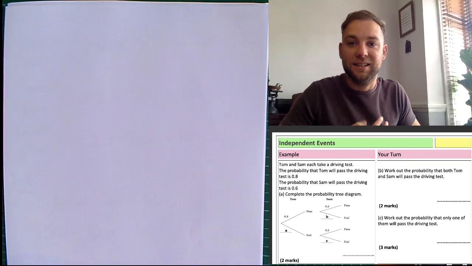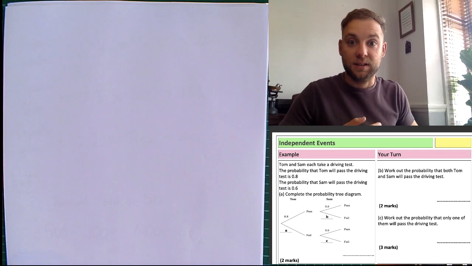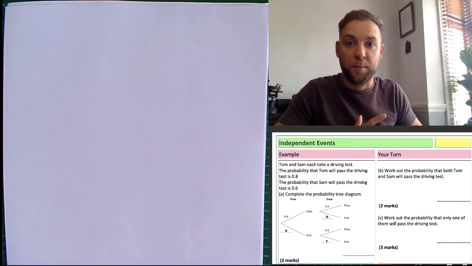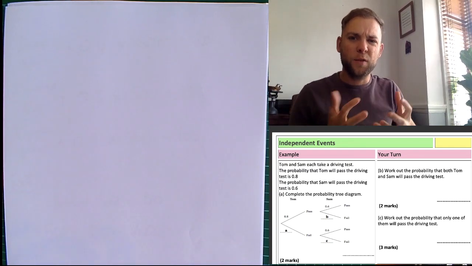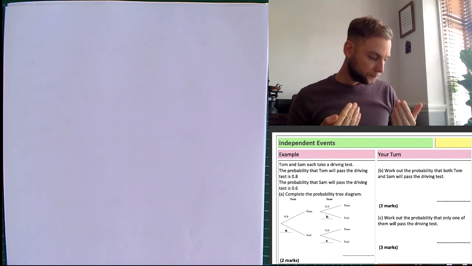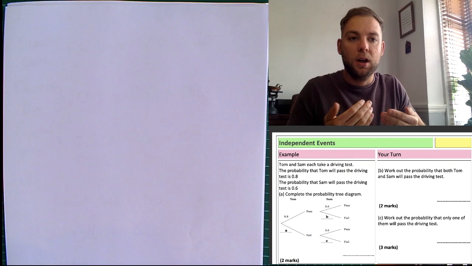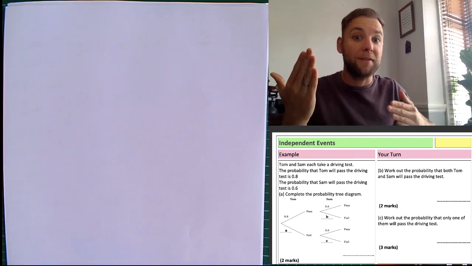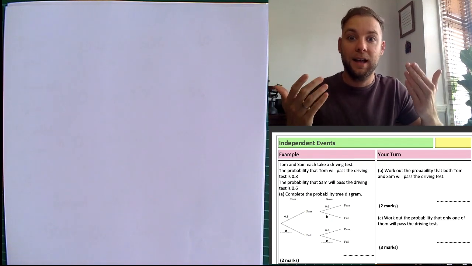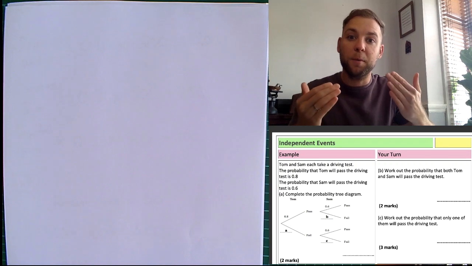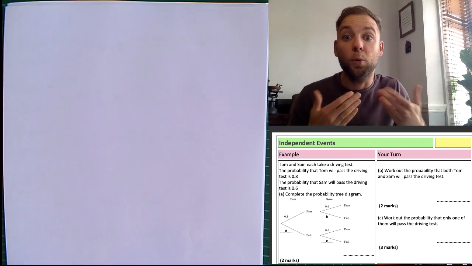And welcome to today's lesson, which is on independent events. So independent events is a part of probability, and it's worth mentioning what independent events are. Two events are said to be independent if one thing happening does not have any effect on the other thing happening. And it means that when you want the probability of both of these things happening, then we multiply.